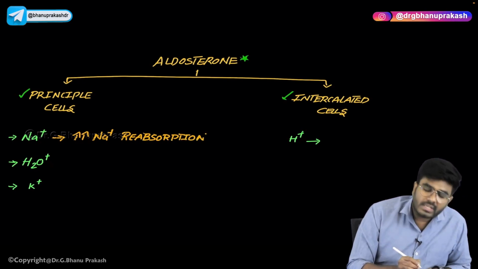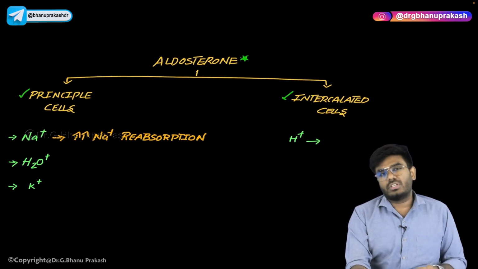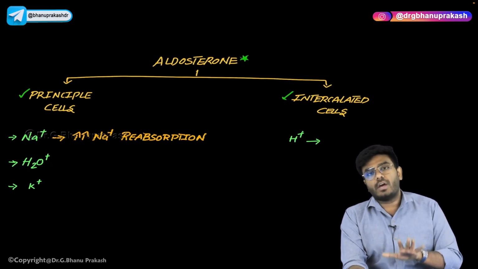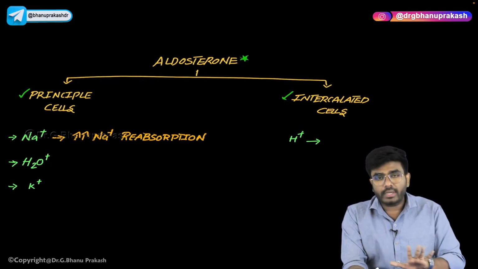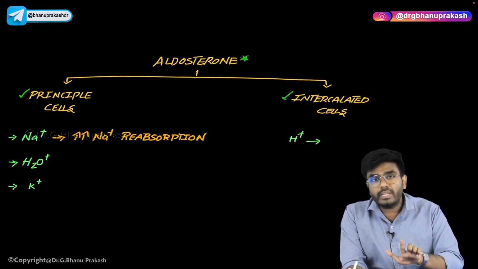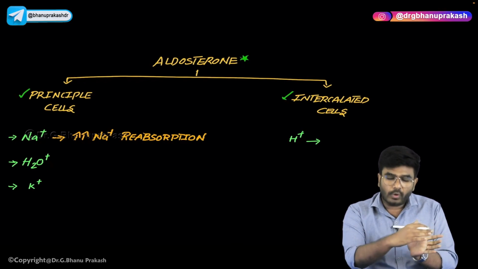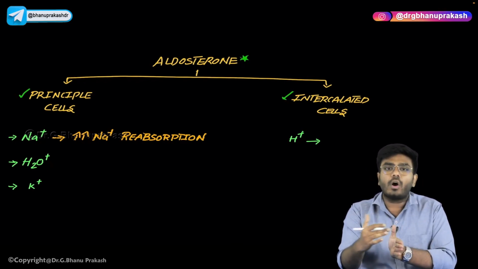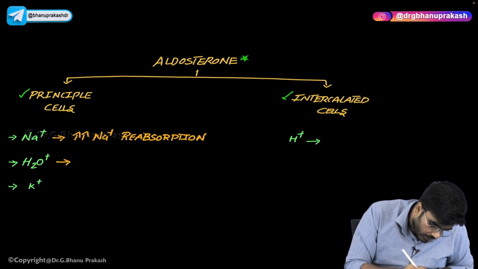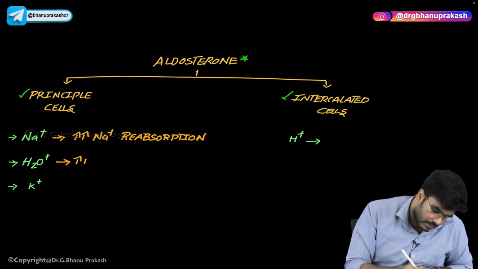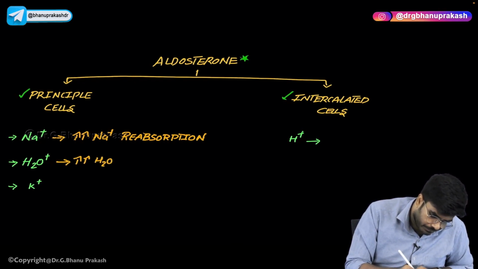If someone asks you what is the major function of aldosterone, the main important function of aldosterone is sodium reabsorption. Don't say water reabsorption. It's not the water reabsorption which is most important. Sodium reabsorption is most important. If sodium is getting reabsorbed, water follows the sodium. So as the sodium is getting reabsorbed, even water reabsorption will be increased. So it increases the water reabsorption.